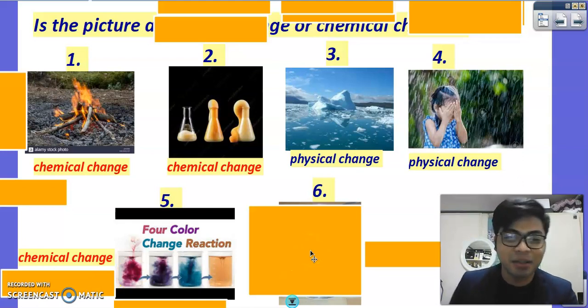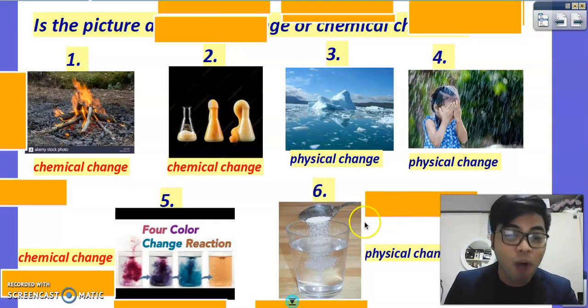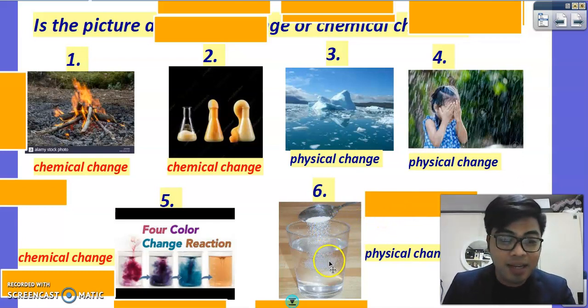Next, number 6. Look at this. I am dissolving sugar in a glass of water. Is this a physical or a chemical change? 1, 2, and 3. The correct answer is physical change. Why? Because if I dissolve this, I only dissolve the sugar, but it is still sugar. Only that I change the phase from solid and make it into liquid by dissolving it in the water. So it is still a physical change.